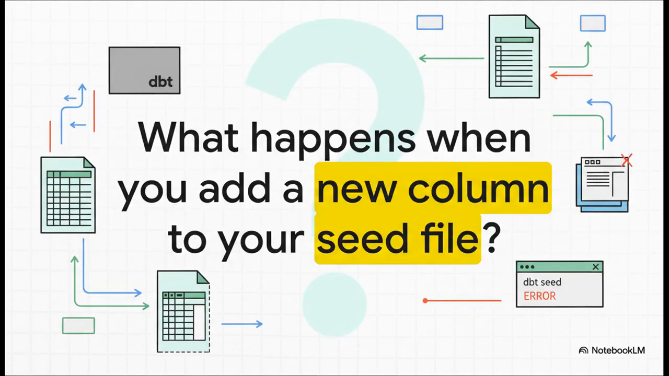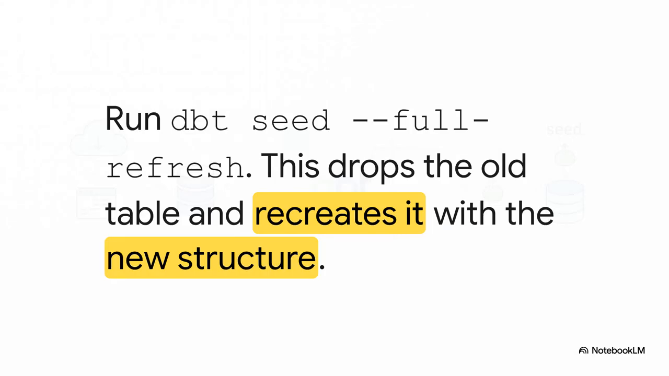Okay, here's a question I get all the time. You've got a seed file, it's working great, but now you need to add a new column to the CSV. If you just run dbt seed again, you're going to get an error. Why? Because by default, dbt just tries to empty the existing table and load new data in. It doesn't try to change the table's structure.